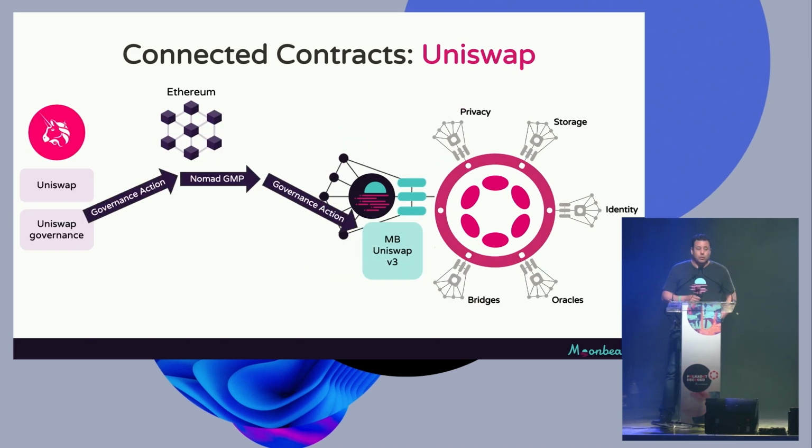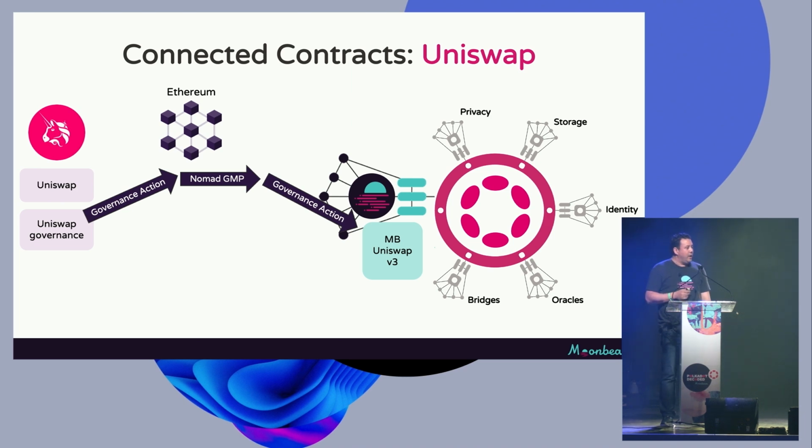Another example. We're working with the team at Uniswap. The Uniswap DAO did a whole governance vote to figure out which chains to deploy to. They are expanding from Ethereum mainnet. They've selected Moonbeam as a deployment destination for Uniswap v3, which was great to see. And the key challenge they had was around functionality. And I mentioned this kind of fragmentation of functionality.